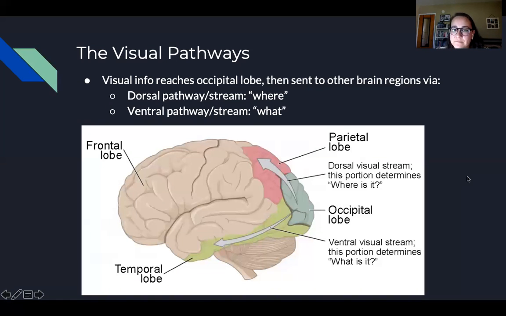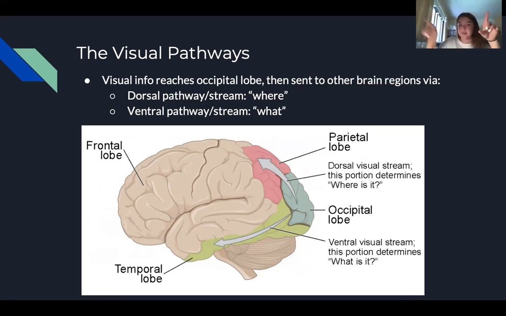The ventral system. If you don't recognize something, like if you can't actually differentiate it, what happens then? Does it go back to somewhere else, where now you just know where it is, but we don't know what it is?